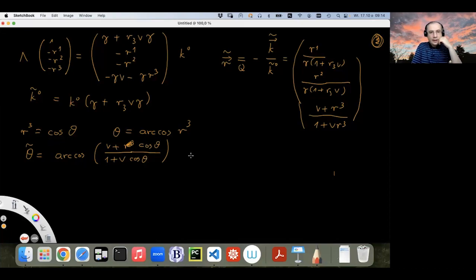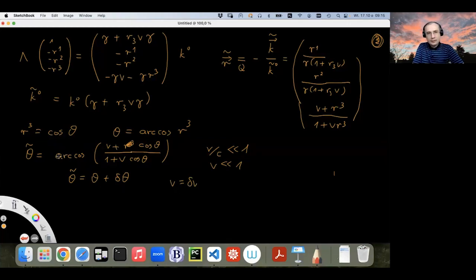Yes, and what we can see is that basically... okay, so let's try to linearize this in v over c. So what happens for small velocities, or v smaller than one, because we have c equal to one. We write theta tilde as theta plus a small change of the angle. We write v as small delta v.